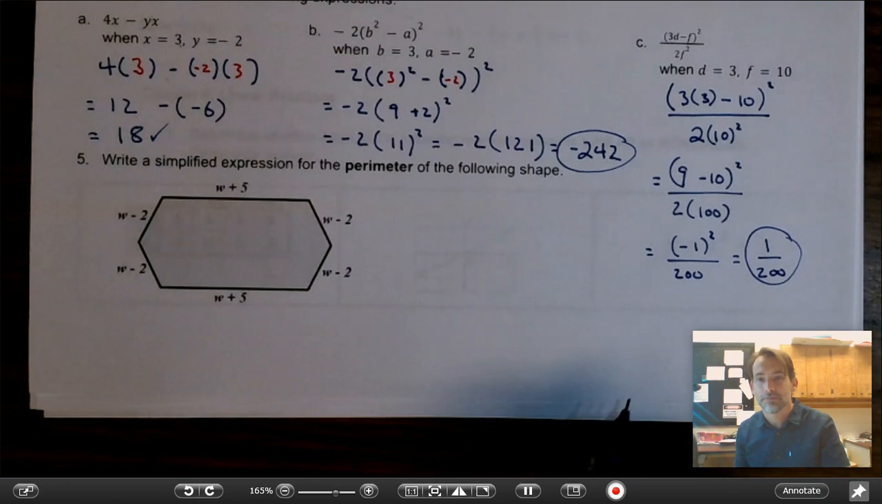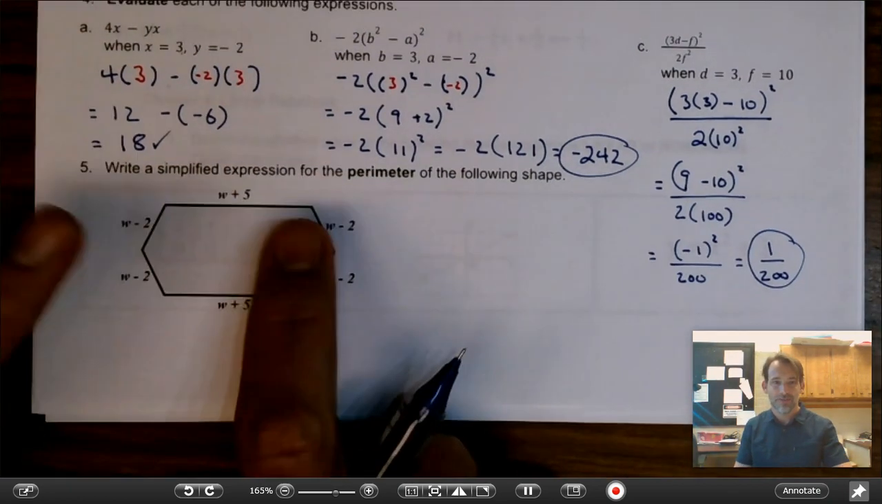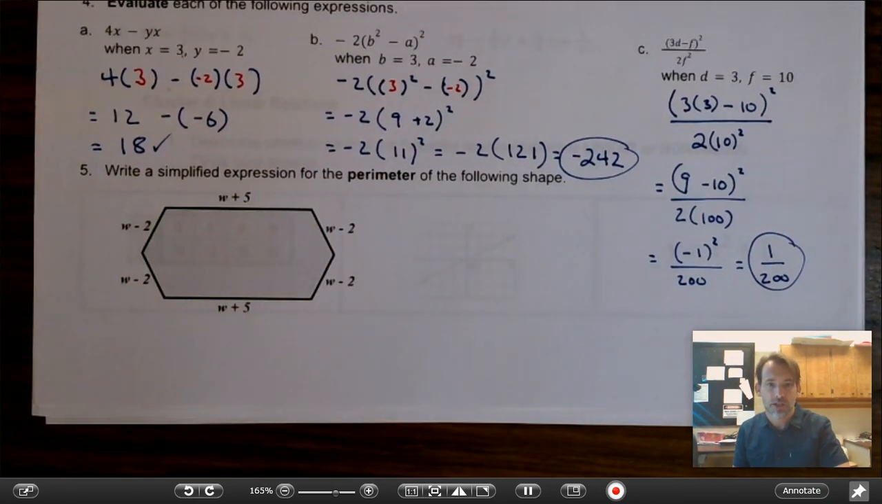That's equal to 1 over 200. Done, final answer. Now, write a simplified expression for the perimeter of the following shape.